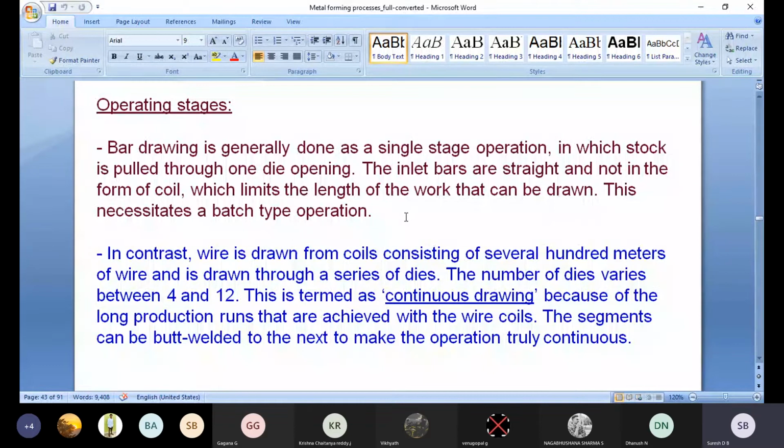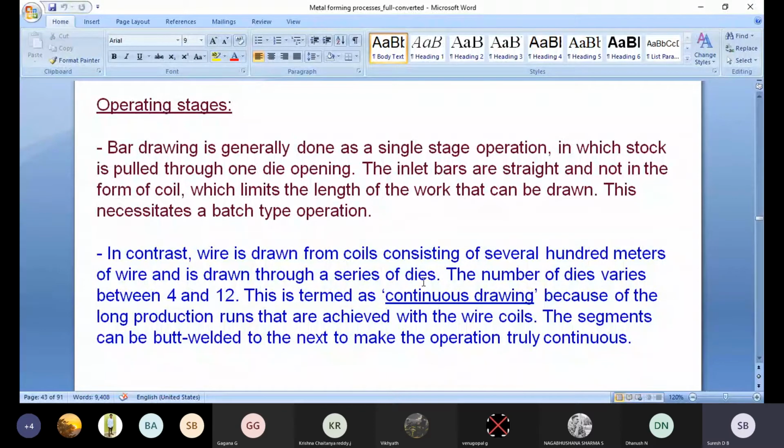In continuous wire drawing, wire is drawn from coils consisting of several hundred meters of wire and is drawn through a series of dies. By using the drawing process, 100 meters, 1000 meters of wire are continuously drawn in between the two dies. The number of dies varies between 4 and 12.